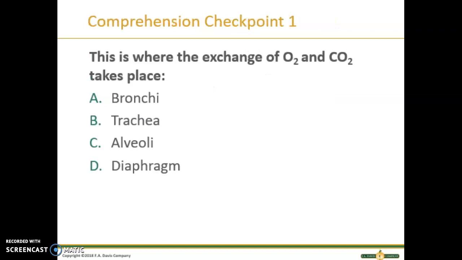Our comprehension checkpoint number 1. This is where the exchange of oxygen and carbon dioxide takes place. Is it A, B, C, or D? And just for fun, I'm going to have you go ahead and write this down and bring it to class. So get a notebook, start a page, and write comprehension checkpoint number 1, and then give me your answer. I will collect it during ALH 4, and you can include all 4 comprehension checks.